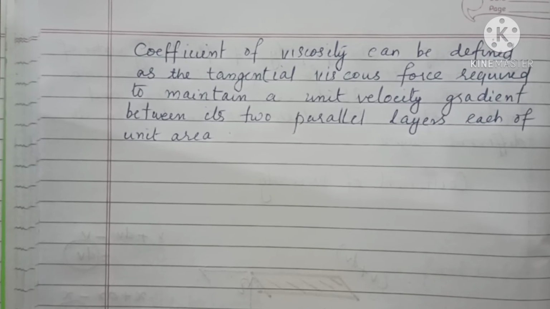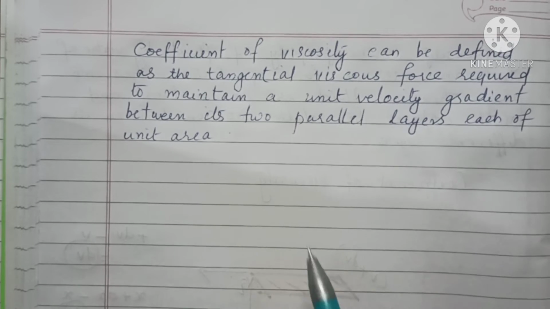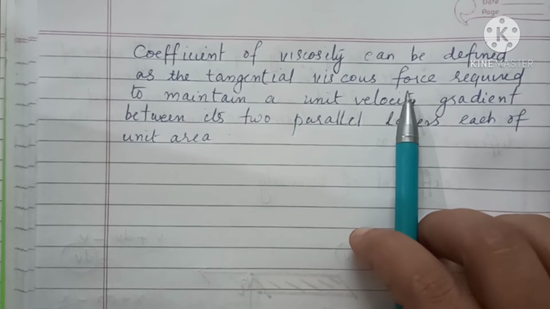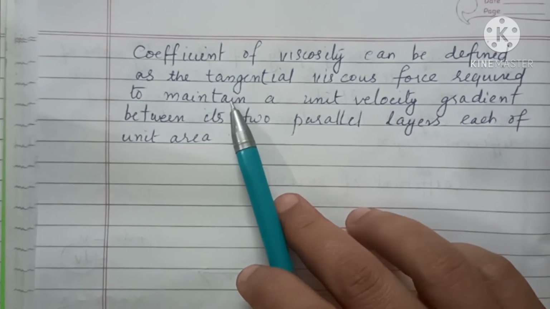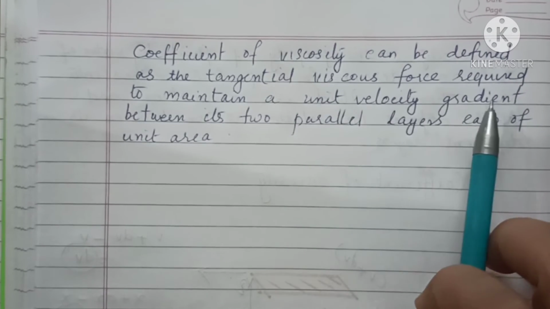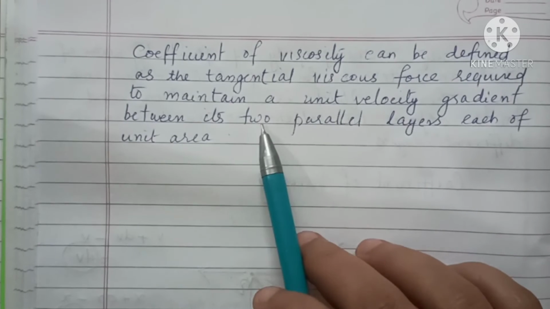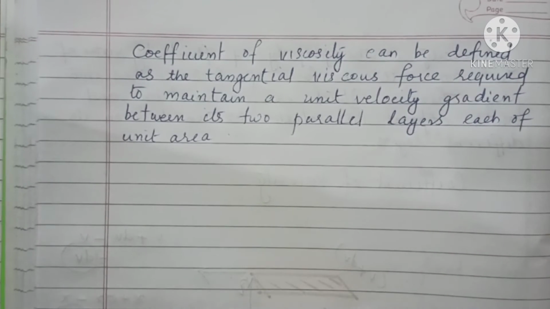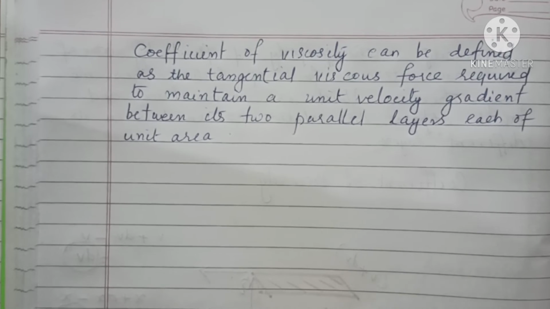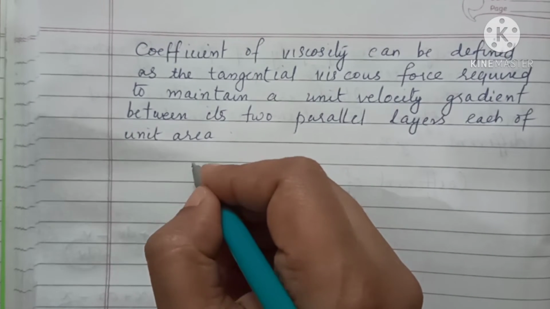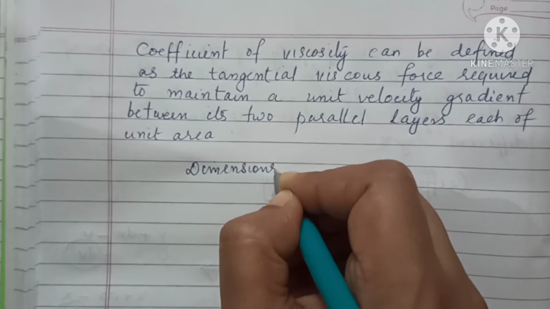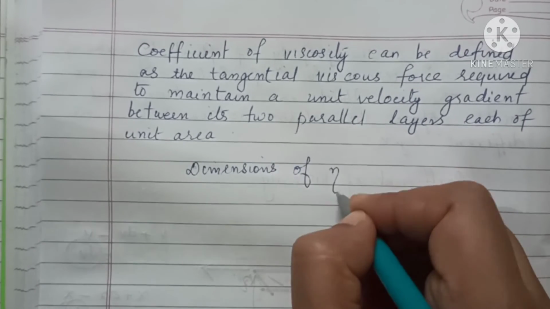You can note down the definition. The coefficient of viscosity can be defined as the tangential viscous force required to maintain a unit velocity gradient between its two parallel layers, each of unit area. Now about the dimensions of the coefficient of viscosity, the dimensions of eta.